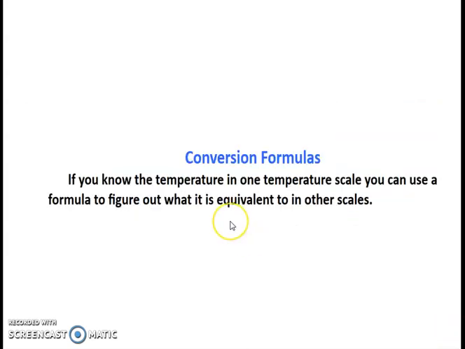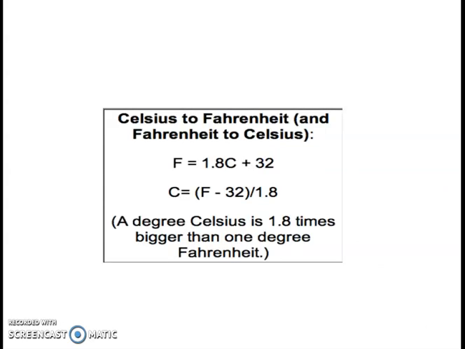Now for the conversion, if we know the temperature in one temperature scale, we can use a formula to figure out what it is equivalent to in another scale. These formulae are given here. For example, if we have to convert Celsius to Fahrenheit or Fahrenheit to Celsius, we will use these formulas. The first formula is used when you know the temperature in Celsius and you want to find it in Fahrenheit: F is equal to 1.8 C plus 32. C means the temperature in Celsius and F means the temperature in Fahrenheit.